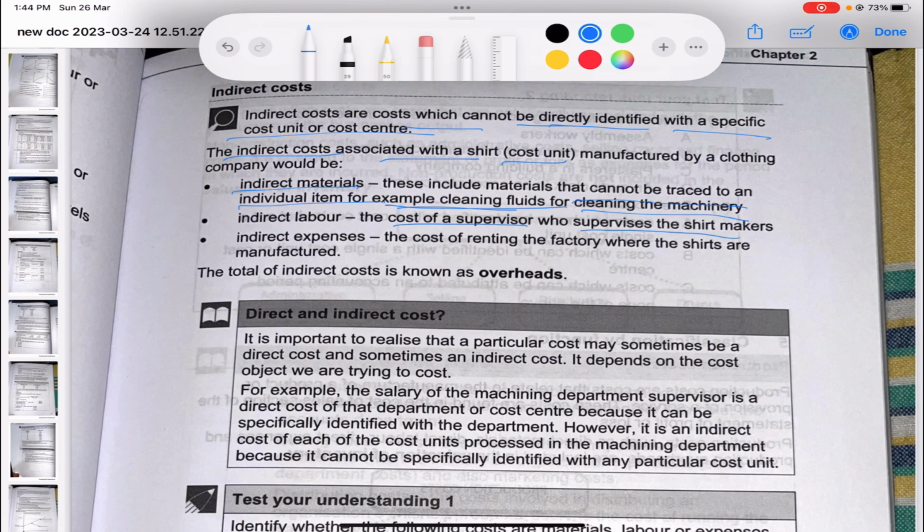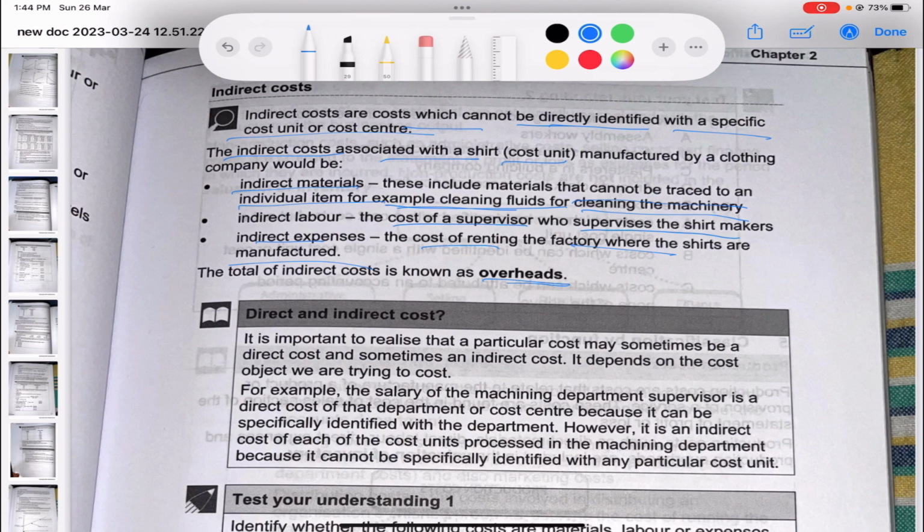So there is a supervisor who is supervising the shirt makers, but he's not directly involved, right? He's just supervising them. Indirect expenses: the cost of renting a factory. Again, rent of the factory. This is not something which I can estimate by looking at it. So the sum of the indirect costs is known as overheads. What was the sum of the direct costs? Prime cost. What is the sum of the indirect cost? Overheads. So I hope that is clear.